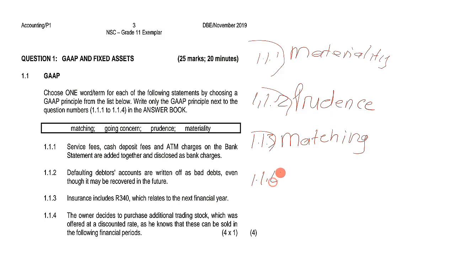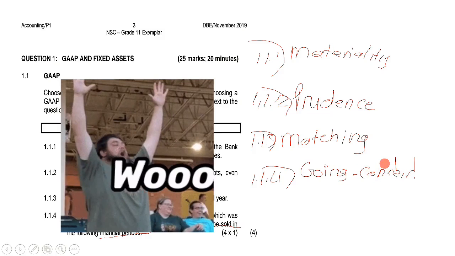And then 1.1.4. The owner decided to purchase additional trading stock, which was offered at a discounted rate, as he knows that it can be sold in the following financial period. So it's going to be our going concern. So you have the following concepts, guys, which are your GAAP principles.